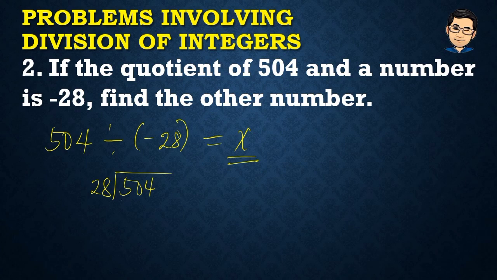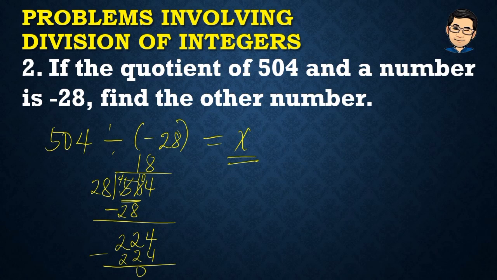So, 50 divided by 28, that is 1. And then, 1 times 28, 28. And then, we subtract. 0 minus 8 cannot be. So, manghiram tayo dito sa 5, magiging 4, and then 0 will become 10. 10 minus 8, that is 2. 4 minus 2, that is 2. And then we bring down 4. So, 224 divided by 28, that is 8. And then, 8 times 28, that is 224. And then we subtract. So, yung remainder natin is 0.